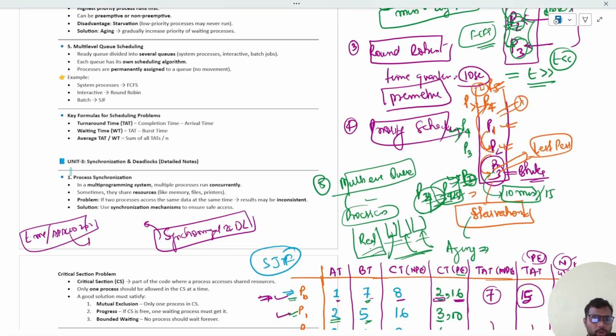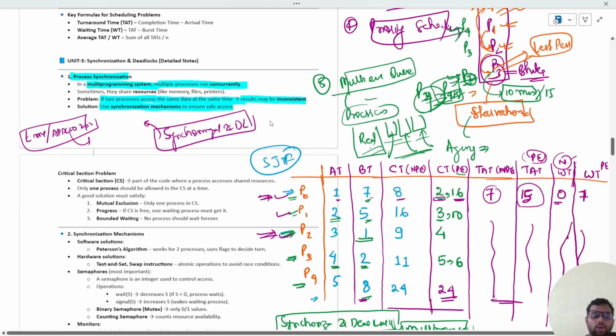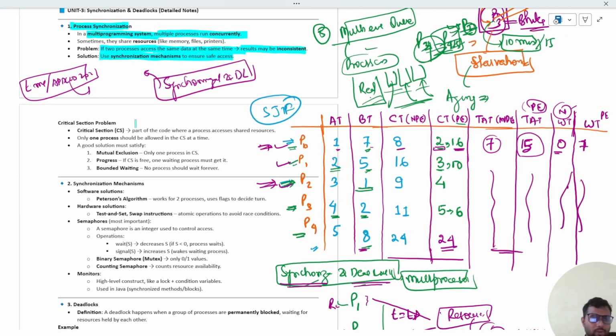So we have process synchronization, which is possible in a multi-programming system while multiple processes run concurrently. And the problem is that if two processes access the same data at the same time, the result may be unexpected or inconsistent. The solution is we have to ensure this synchronization mechanism. And how we will ensure, we'll see it in a little while. But before that, see what is a critical section.